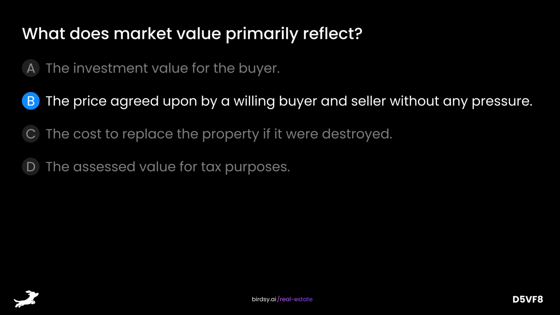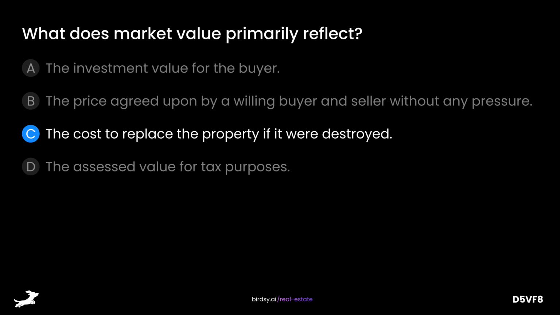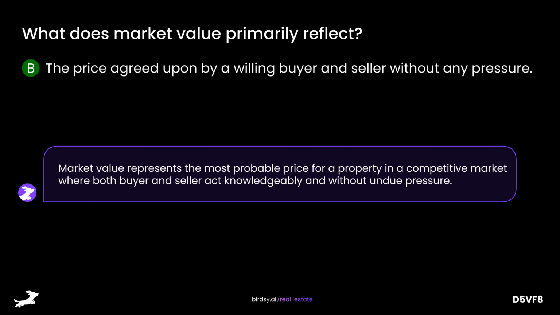pressure, C, the cost to replace the property if it were destroyed, or D, the assessed value for tax purposes? The answer is B, the price agreed upon by a willing buyer and seller without any pressure. Market value represents the most probable price for a property in a competitive market where both buyer and seller act knowledgeably and without undue pressure.